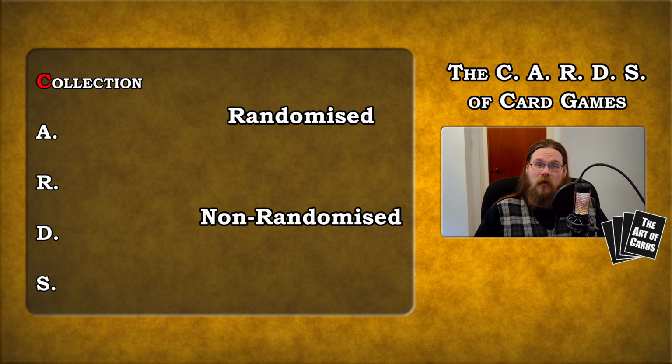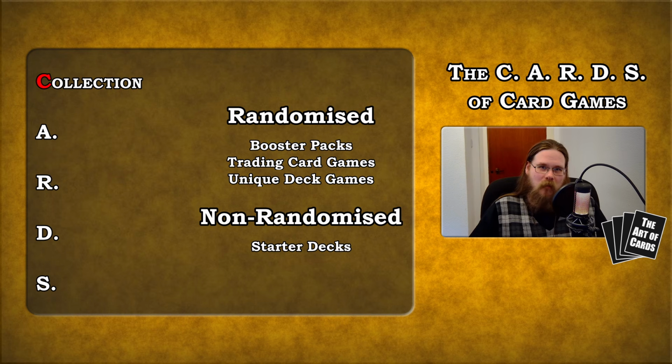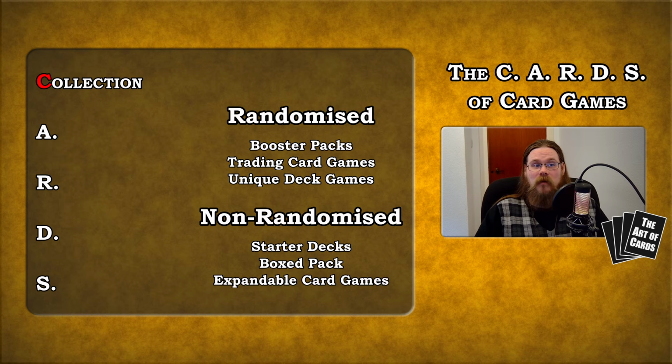When it comes to randomized products, you have the booster packs, which are usually known in trading card games, the CCGs, but you also have something like unique decks in the unique deck games, such as Keyforge. When it comes to non-randomized products, you would have something like the starter decks, but also a box of cards where you always get the same, so a non-randomized pack of cards. These are very common in expandable card games, which is basically where you remove the randomization of boosters, and whatever you see is what you get.